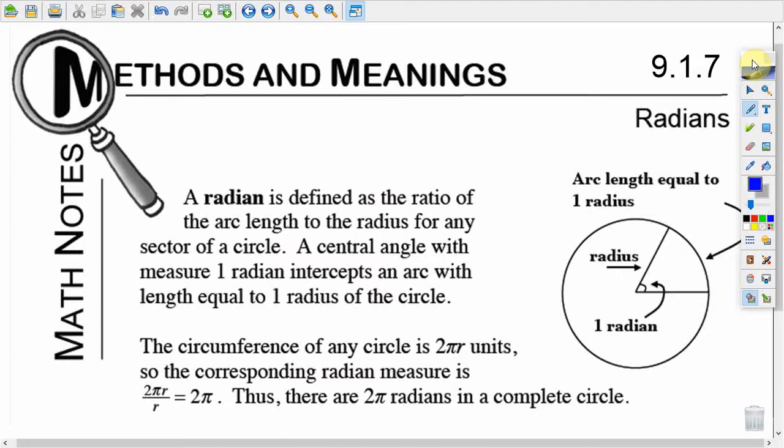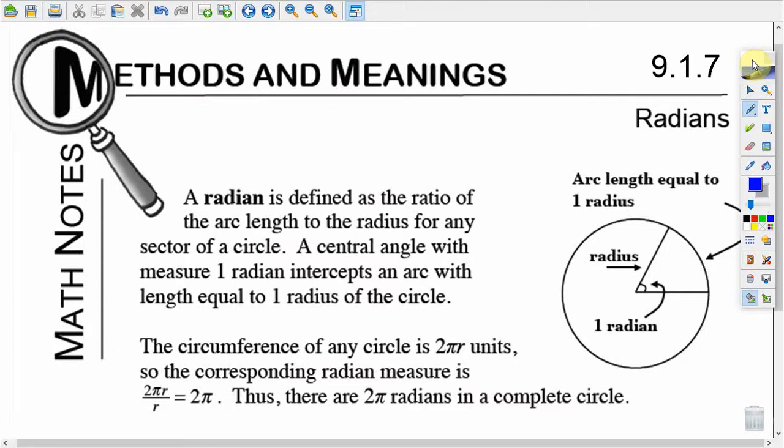Well, radian is another way to define an angle, and one that's actually used pretty commonly in math and engineering, as well as science. So a radian is defined as the ratio of the arc length to the radius for any sector of a circle.